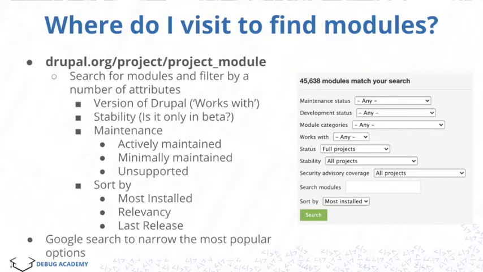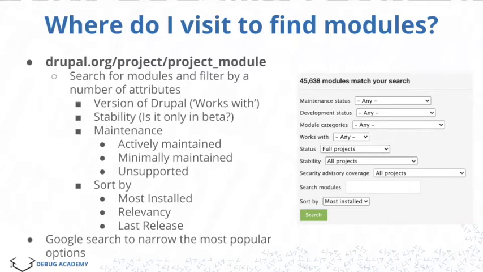What stability do you want the module to be in? Do you want it to just be a stable release, or is beta okay? Or alpha, is that all right? So alpha, it could change, the code might break if you install it, and it's still being worked on.